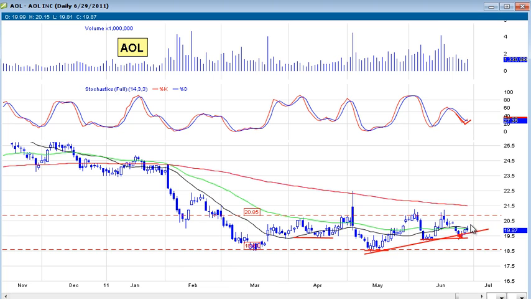It's not running away, but I do expect this to test the 200 period moving average, 2150, and move higher out of this. Really do. Love the setup here on AOL, one of my favorites. So currently long there, and continue to be long.